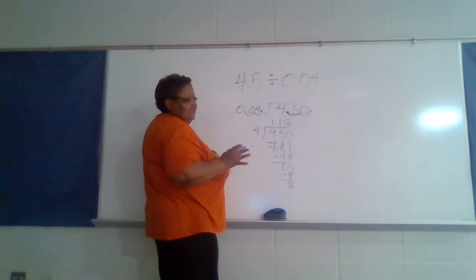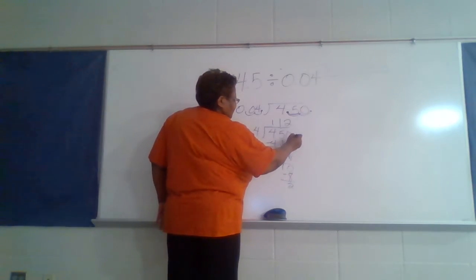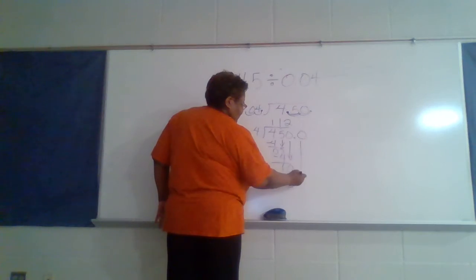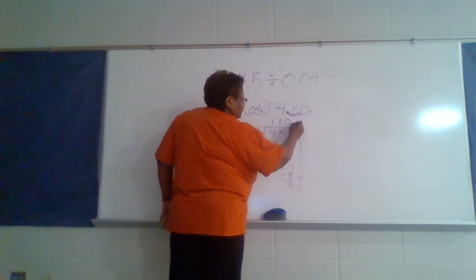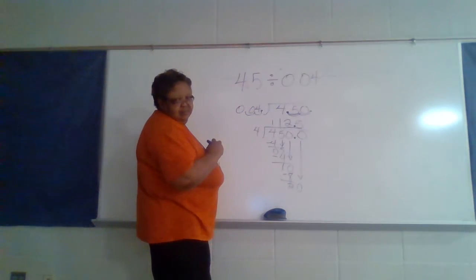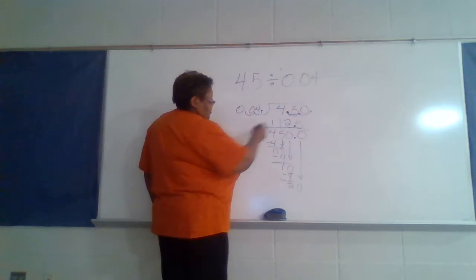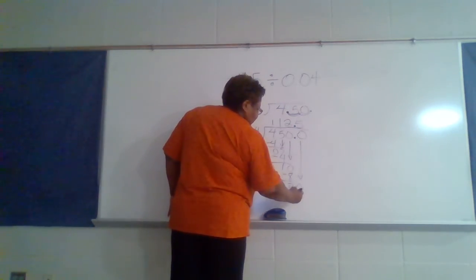When you're dealing with decimals, you can go ahead and add another 0, because we moved the decimal right here. 4 goes into 20 5 times. Since I added that, I'm going to have to move that decimal up. You can replay this if you need to. 4 times 5 is 20.